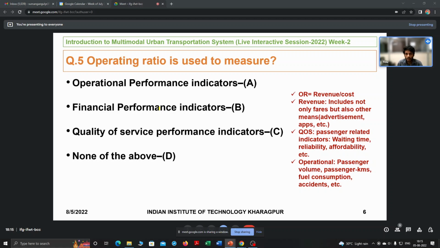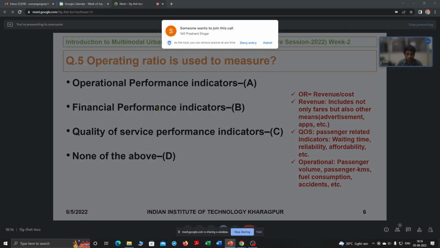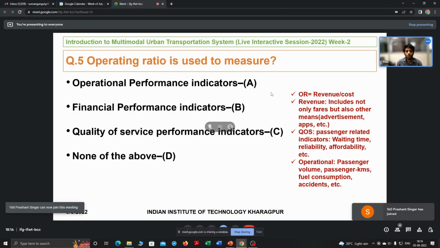Then what is a financial performance measure? It is based on the benefit cost analysis, right? What are the benefits and what is the cost of operation and cost of maintenance, and also the cost of running, right? And also the purchasing, maybe sometimes. What is the initial cost, that is called the financial performance measure, right?